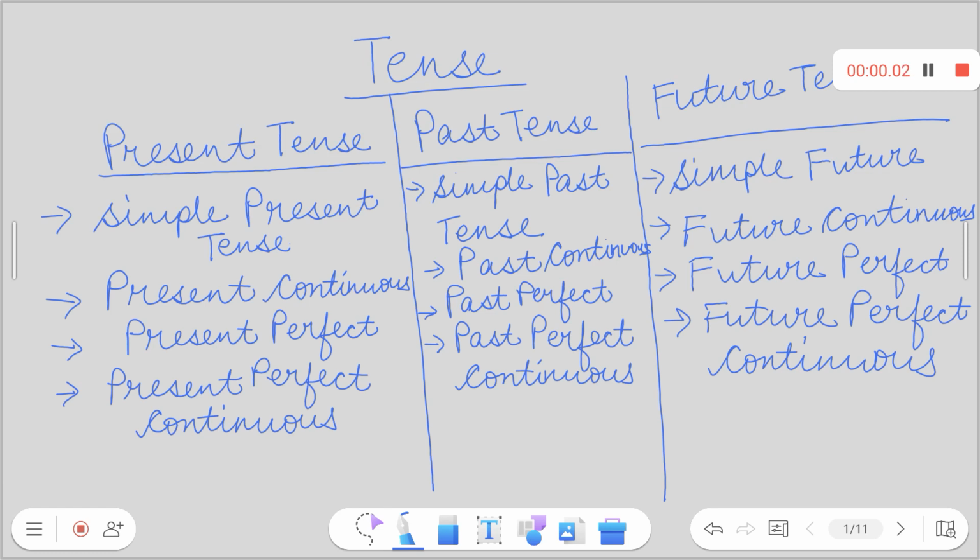Good morning, class. So today we'll be studying about tense. As we can see, it's present tense, past tense and future tense. So we have all 12 tenses over here.